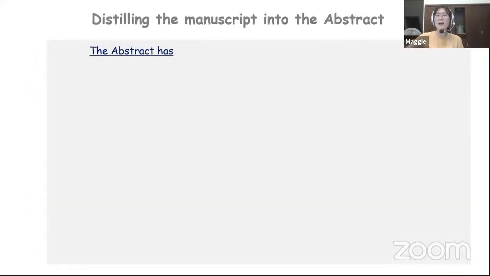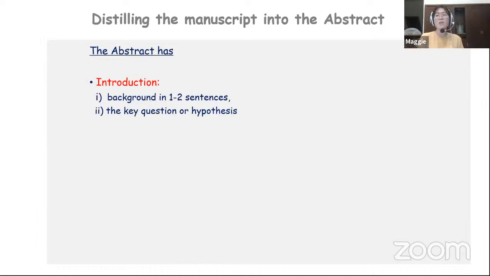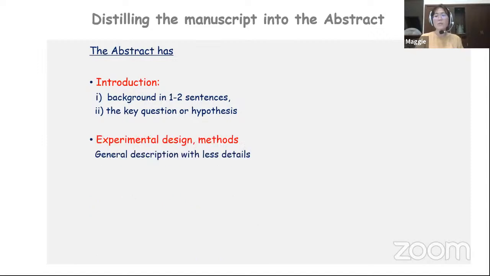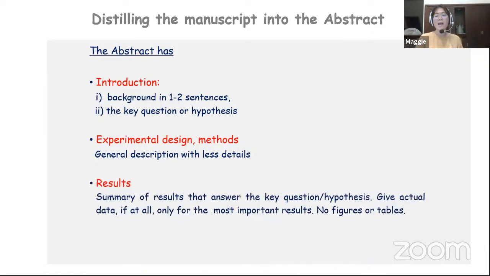So the abstract has the introduction. You can use 1 to 2 sentences to introduce the background of your study, and then write your hypothesis. And then you can generally describe the experimental design and methods you use in your study, and then summarize the main findings, the main results of your study. And then last, use 1 to 2 sentences for the conclusion.